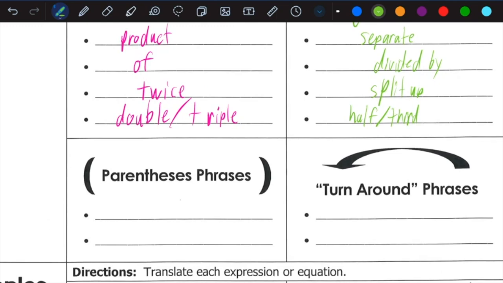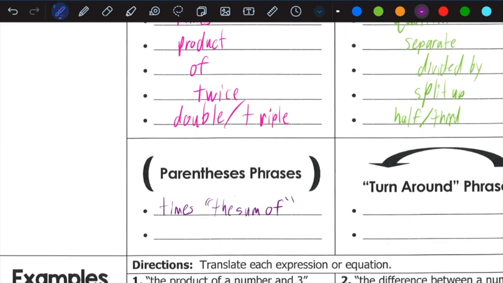Parentheses phrases. If you see these phrases, put something in parentheses here. So if you have something times or divided by the sum of, and sum, once again, just means addition, or result of addition more specifically. It's like saying if I have 5 times the sum of 3 and 2, we have to add the 3 and 2 first, and then the result of that, the sum of that, gets multiplied. Not just 5 times 3 plus 2, which means that we do 5 times 3 first, rather than adding first.